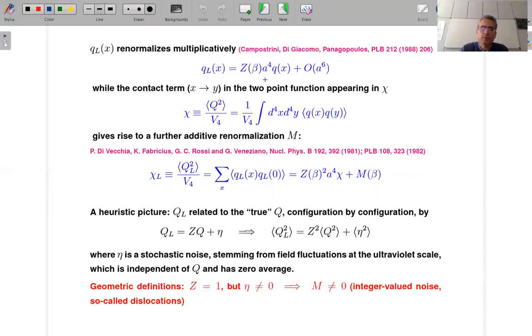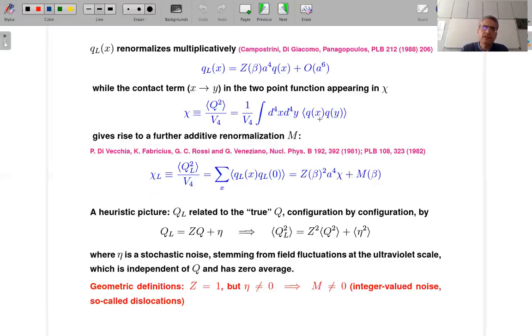correlation function. Okay. Now, when you consider the topological susceptibility, which is the expectation value of Q squared, you can write it down as the integral of the two-point function of the topological charge density. You have the appearance of a further renormalization, which is an additive renormalization, which has usually been called M. And this comes from the contact term in the two-point function. Okay, this contact term is singular. Actually, it is singular even in the continuum limit.